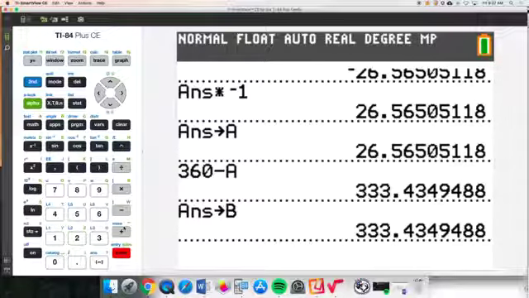Better make sure we're in the right quadrant first. So here's what I got. Unfreeze. Okay.